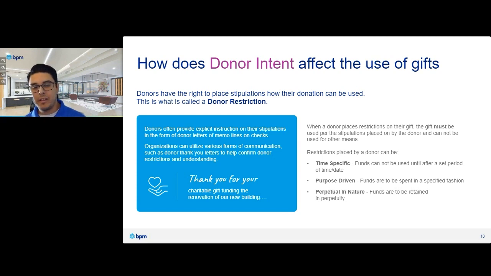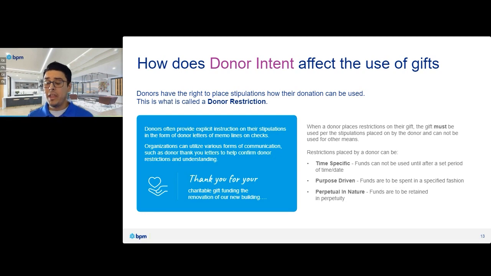Something like a donor letter being sent to say, "Thank you for your charitable gift funding the renovation of our new building," can actually go a long ways to clarify with the donor and confirm that that is in fact what they were donating for. For example, that donor may have actually meant to give you $100,000 to provide ecological support because the expansion of your building was expected to displace various little animals and things in the region.